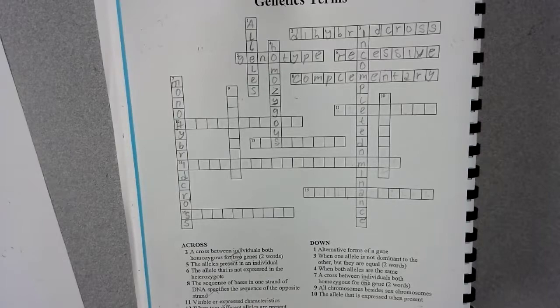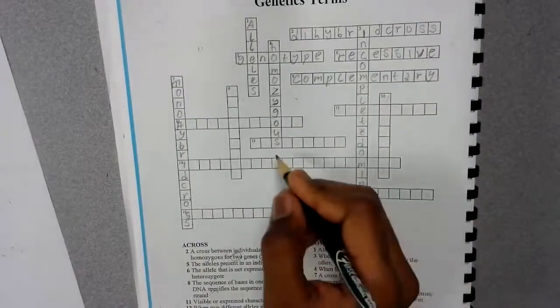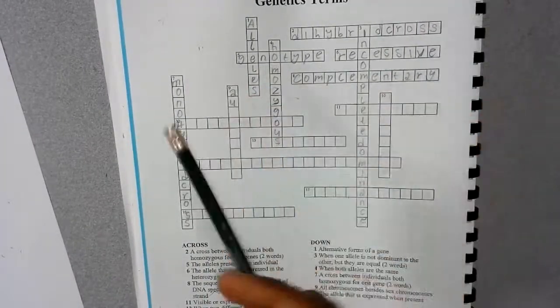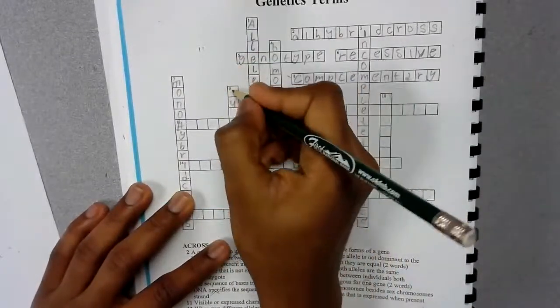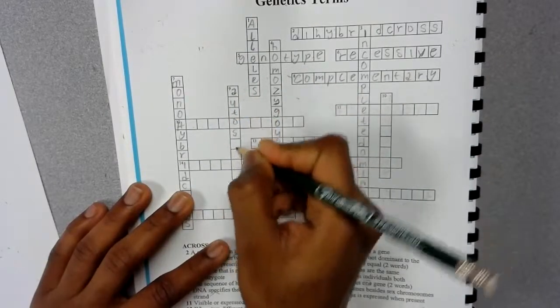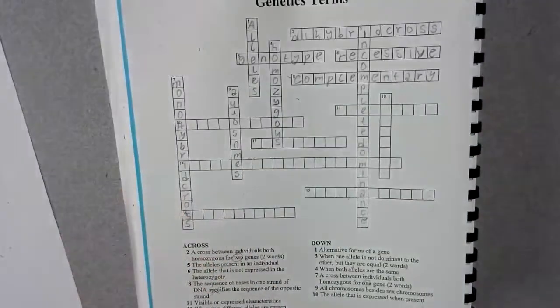Number 9, all chromosomes besides sex chromosomes. These ones are called the autosomes. Number 9 is autosomes. Sorry, it's A, not O. A-U-T-O-S-O-M-E-S, autosomes. That is number 9.